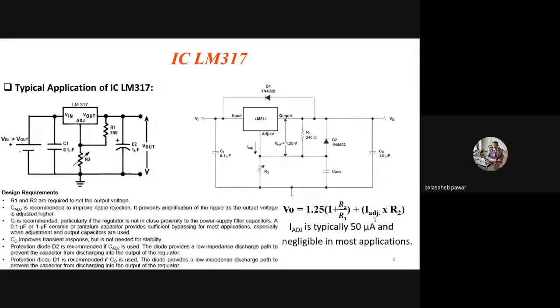If R2 is 0, that means the adjustable pin is directly grounded, the value of R2 is 0. Then how much will the first term be? It will be only 1.25, that is 1.25 in bracket 1 plus 0 by R1. That ratio 0 by R1 will be 0, so you will have VO equals 1.25. Is it clear? That's why the starting voltage of this regulator IC is mentioned as 1.25 to 37.